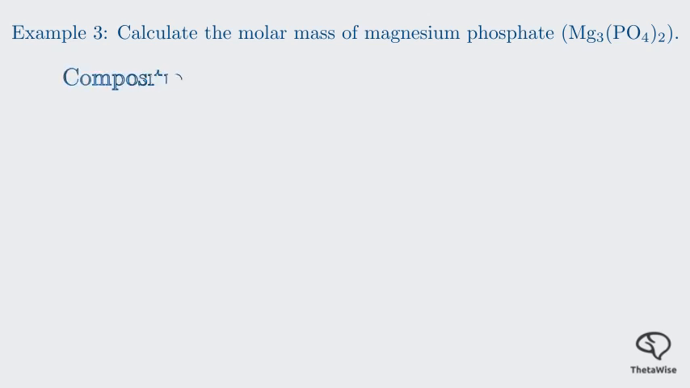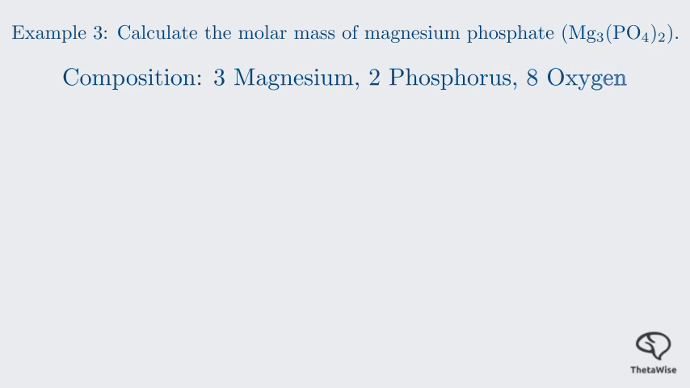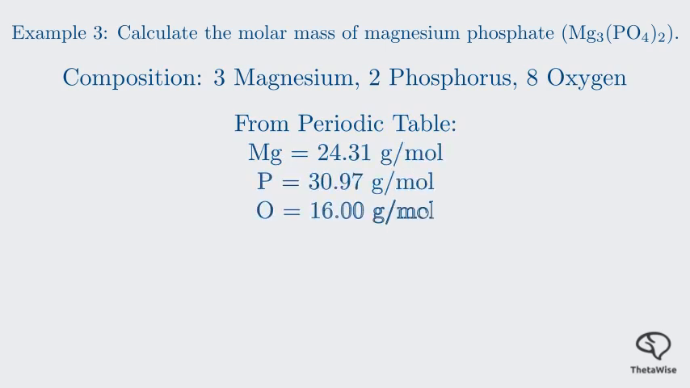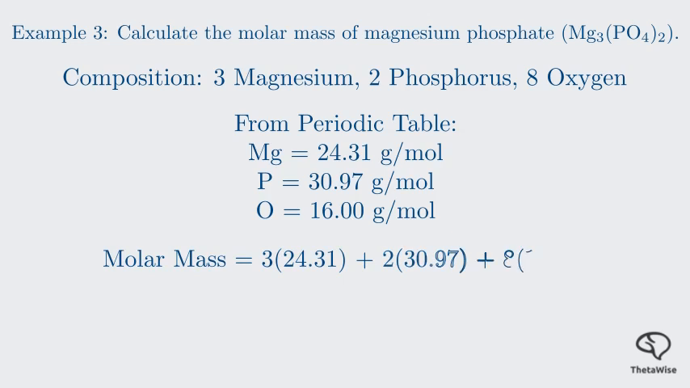To recap, we have 3 magnesium atoms, 2 phosphorus atoms, and 8 oxygen atoms. From the periodic table, magnesium is 24.31, phosphorus is 30.97, and oxygen is 16.00 grams per mole. So we calculate the total molar mass. 3 times the molar mass of magnesium, plus 2 times the molar mass of phosphorus, plus 8 times the molar mass of oxygen.